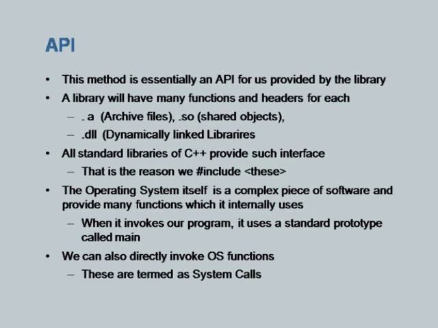These library files in Unix environment typically take the form of .a files called the archive files, or .so files which are called the shared objects. The shared object is effectively equivalent to what some of you might be familiar with, the .dll files, which are the dynamically linked libraries in the Microsoft environment. They are all similar. So they all permit you to create packages and use them in any programming environment.